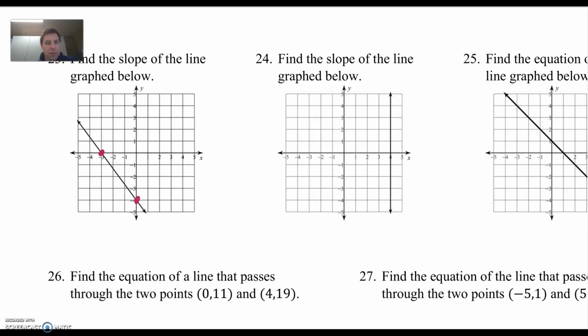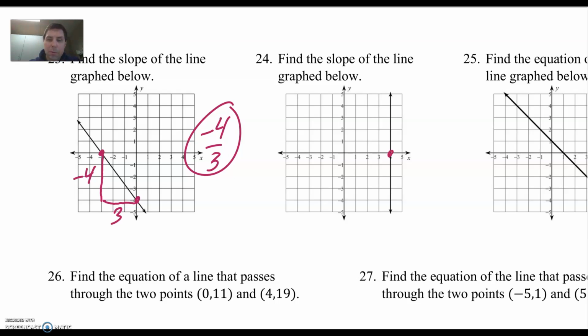And now that I know 2 points on the line, I can easily figure out the slope because it's going down 1, 2, 3, 4, down 4, and over 1, 2, 3. So the slope is down 4 over 3. In other words, -4/3. Okay.